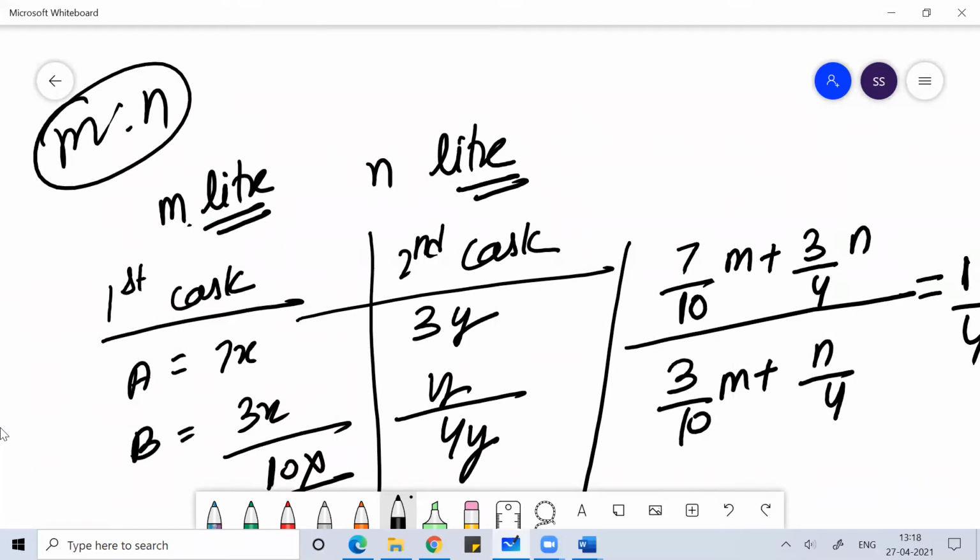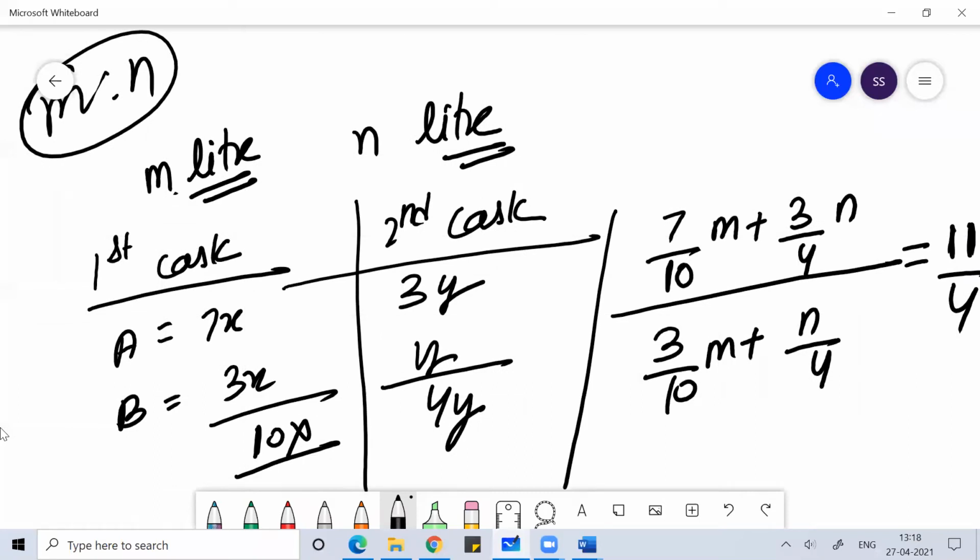So from the first cache and second cache, how much should you take? I assume that from the first cache I took M liter, from the second cache I took N liter. If I took M liter from the first cache, the value of A I'll get would be 7 by 10 M. The value of A from the second cache, if I remove N liter, would be 3 by 4 N. Similarly, I'll find the value of B from the first and second cache if I'm taking M and N liter from them. So I just need to solve it.